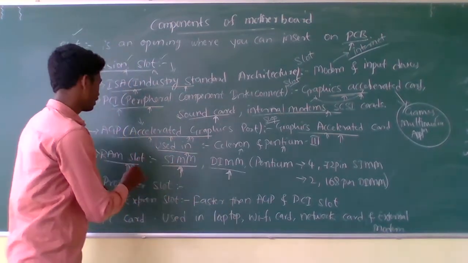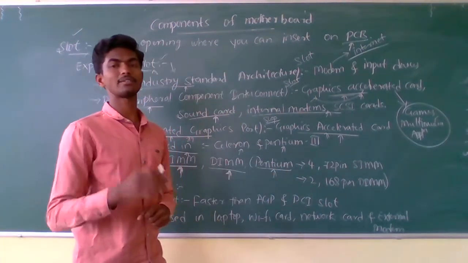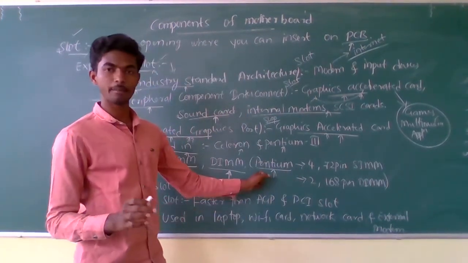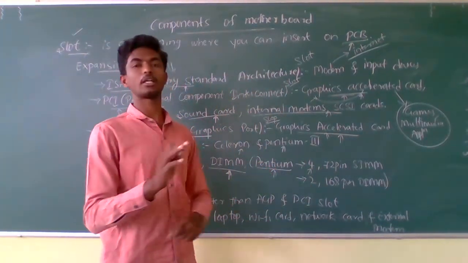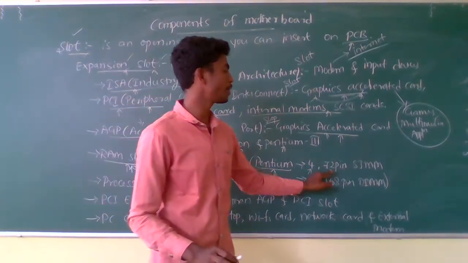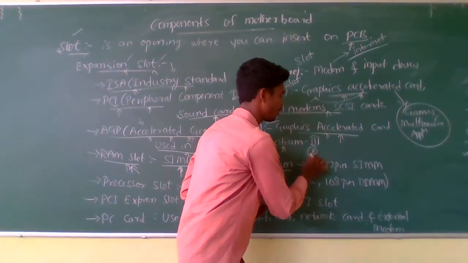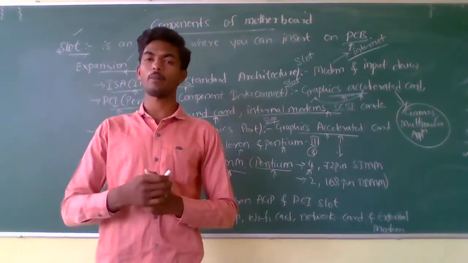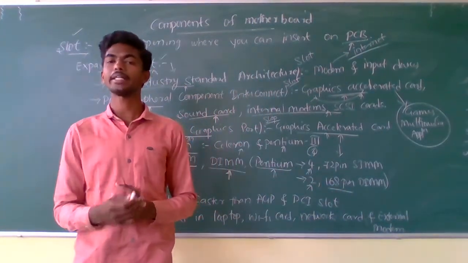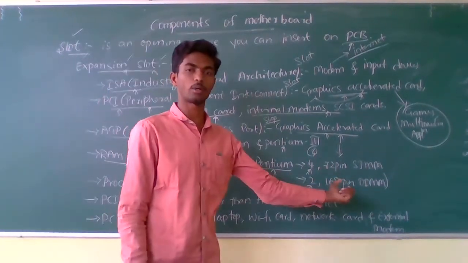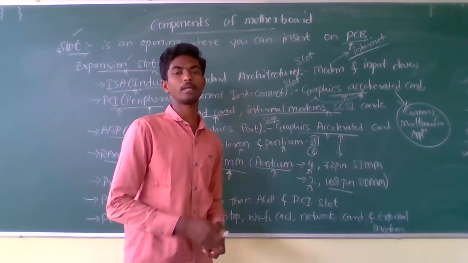And the RAM slots capacity of a Pentium motherboard. The capacity or capability of a Pentium motherboard is 4. Either you can insert 4 72-pin SIMMs, or else 2 168-pin DIMMs, dual inline memory modules. This is the capacity of a Pentium motherboard.